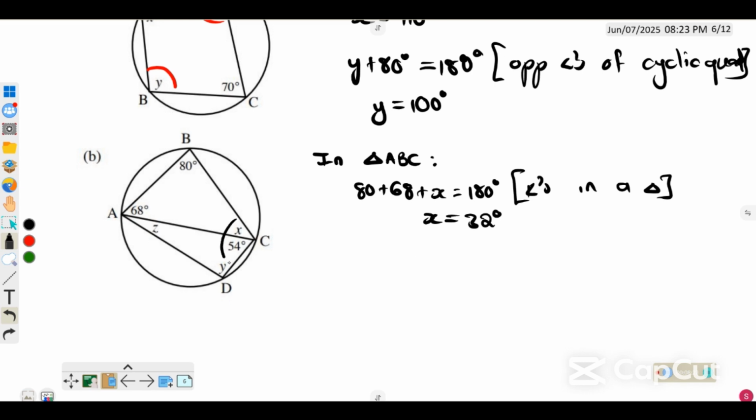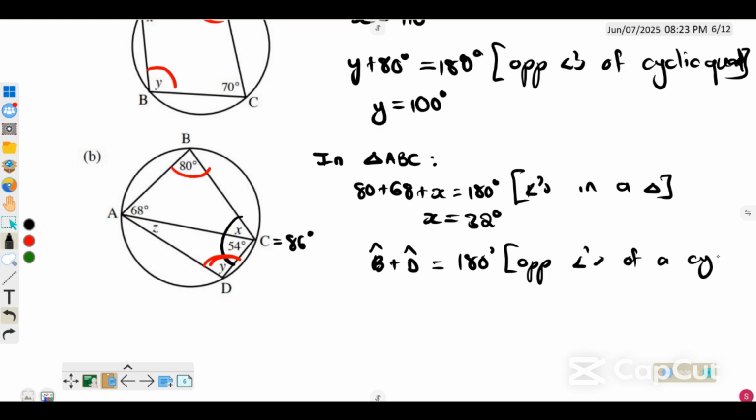We have that. Now we have this whole angle right here, which will be 54 plus 32, which gives us 86. So this whole angle C will equal 86 degrees. And then, which one should we find? Let's find Y. If you look at Y, you will see that Y and that angle are opposite to each other. So angle B plus angle D should give us 180 degrees, and these are opposite angles of a cyclic quad, like that. But B and D are none other than what? We have B, which is 80, and D is Y, which sums to 180 degrees. So we have Y equals 100 degrees when we subtract 80 from both sides.